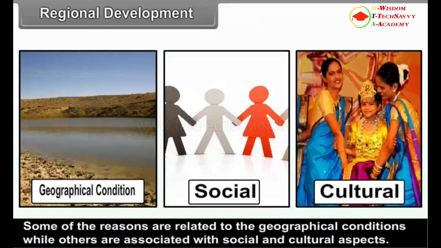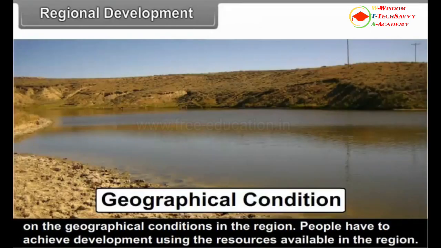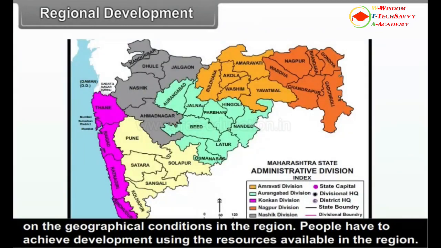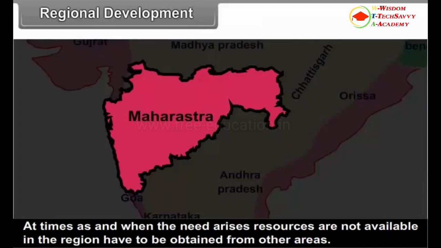Some of the reasons are related to the geographical conditions, while others are associated with social and cultural aspects. The availability of natural resources as well as their qualitative and quantitative levels largely depend on the geographical conditions in the region. People have to achieve development using the resources available in the region. At times, as and when the need arises, resources are not available in the region and have to be obtained from other areas.